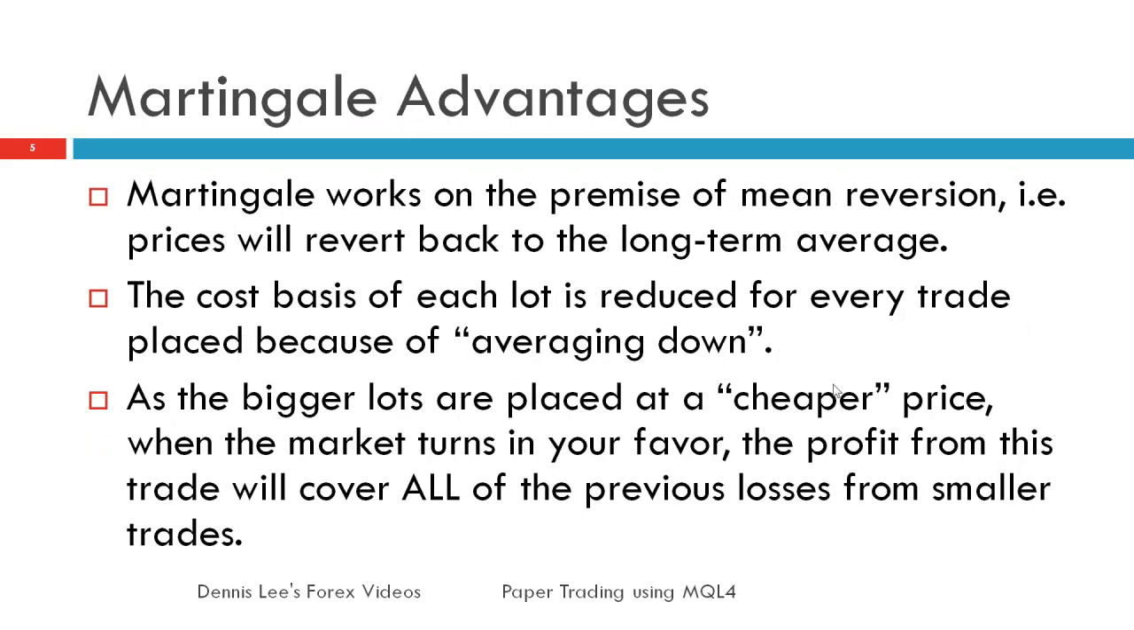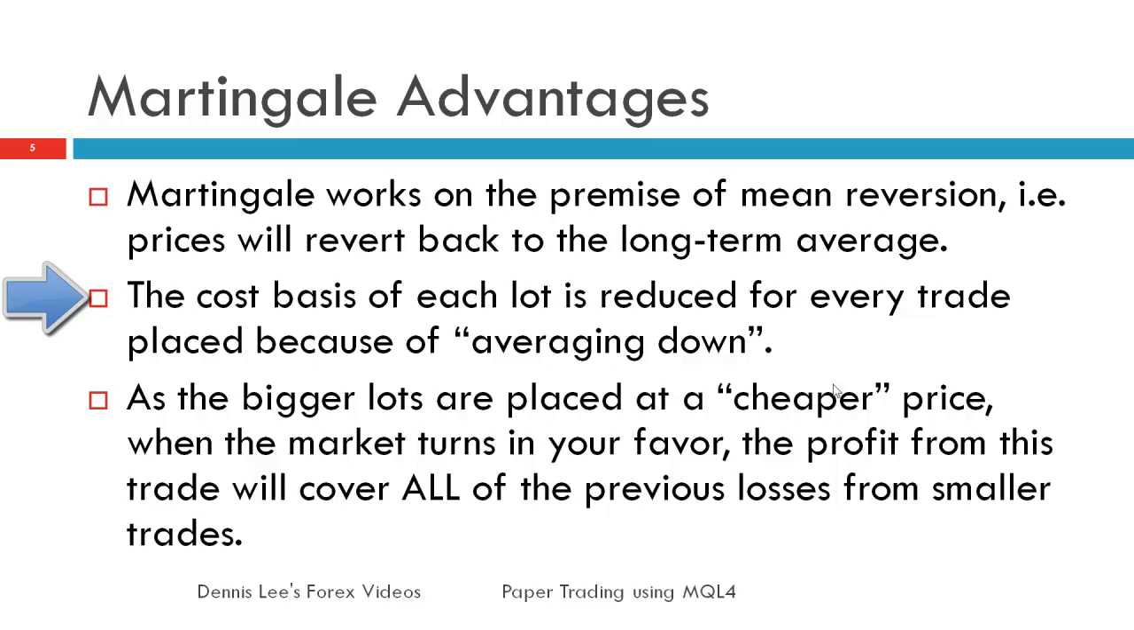The advantages of a martingale is, first, it works on the premise of a mean reversion. That is, prices will revert back to the long-term average. For example, one strategy would be to use the standard deviation as a limit to the trading range. Hence, when prices reach 2 times standard deviation above or below the average price, we would then open a sell or a buy trade respectively.